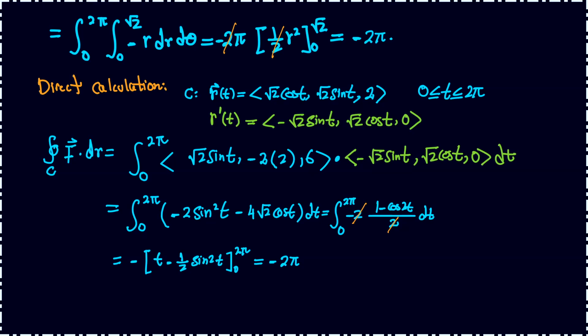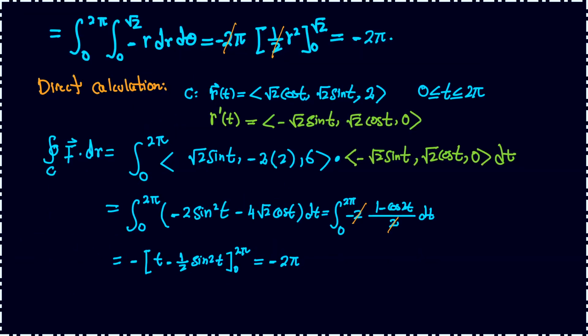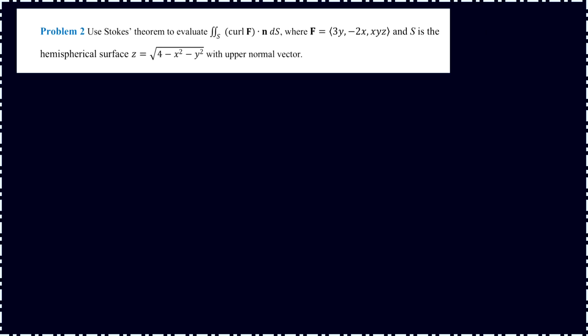Okay, so as you see, the answers match. So negative 2 pi, we've gotten that using Stokes theorem. And negative 2 pi, we got that by direct calculation. Sometimes direct calculation is easier. In this case, it might be easier, but sometimes it's not. All right, so let's look at another example.